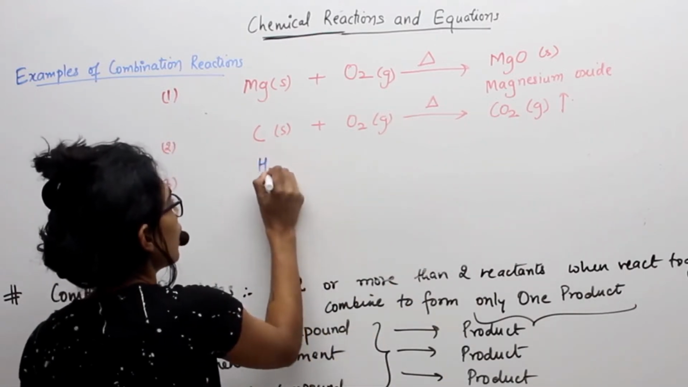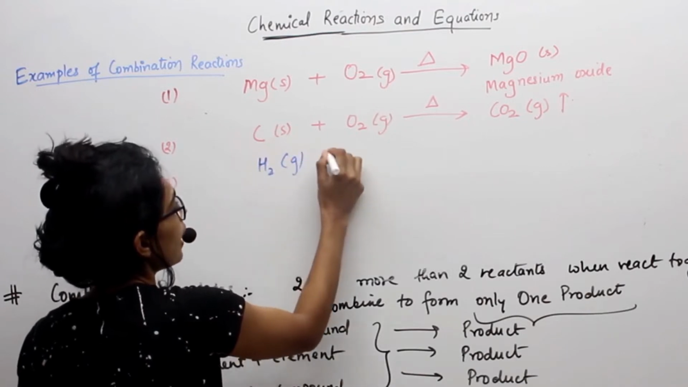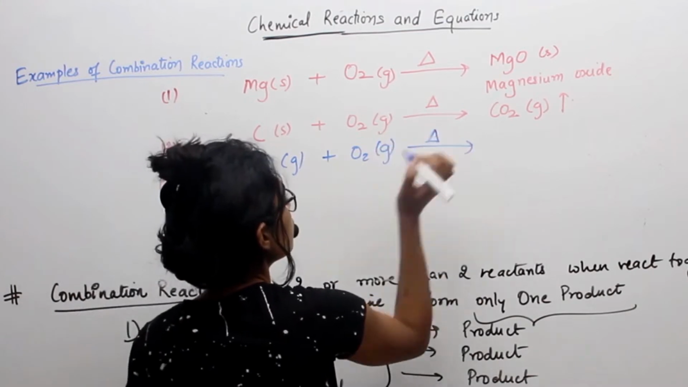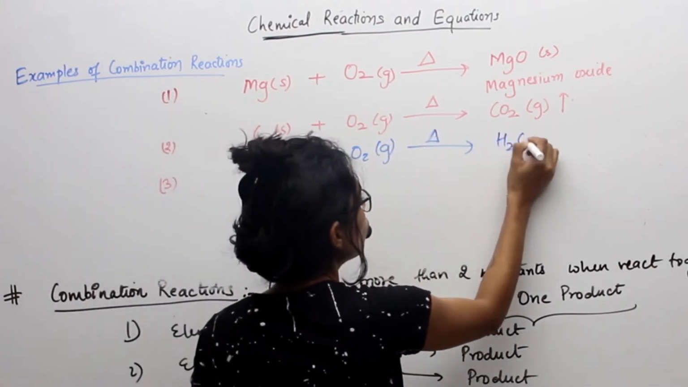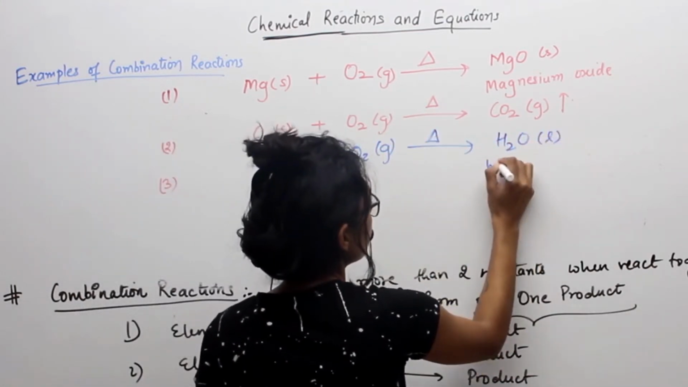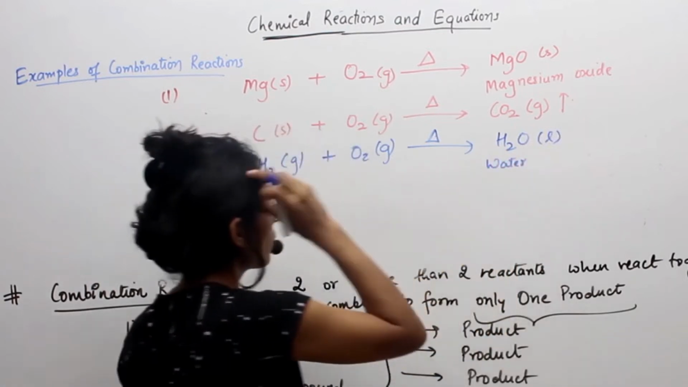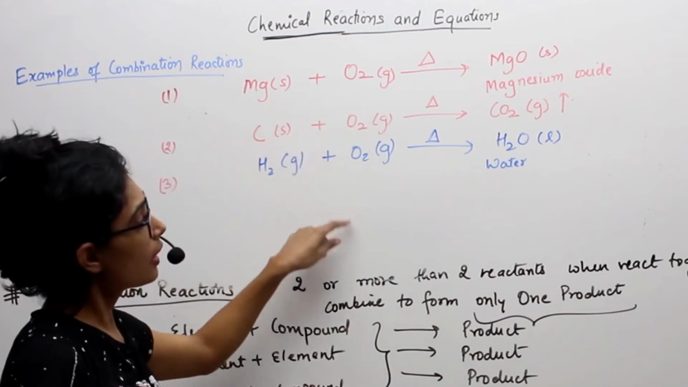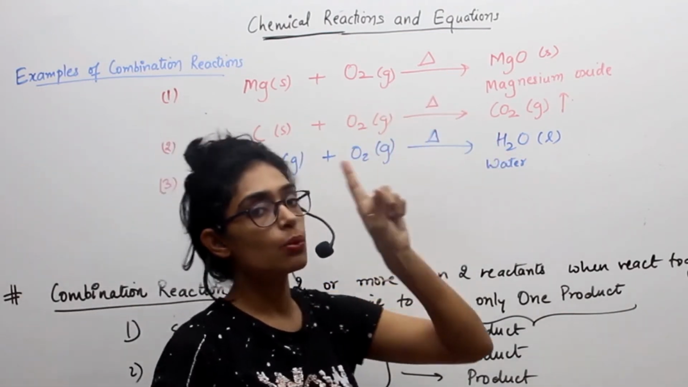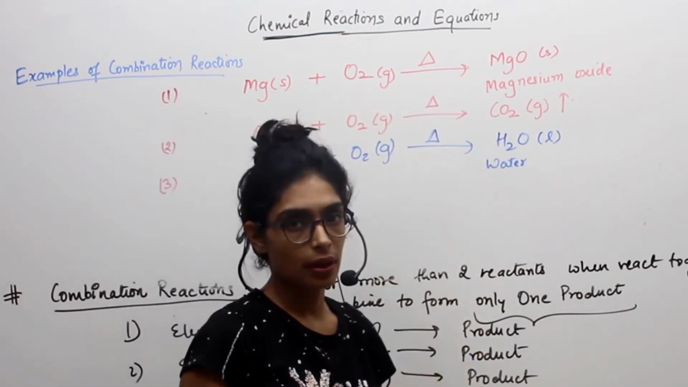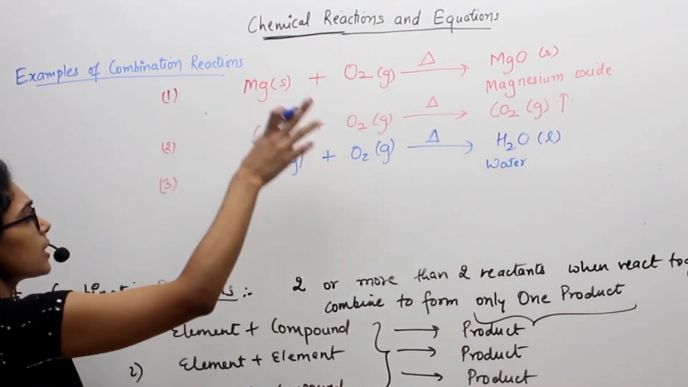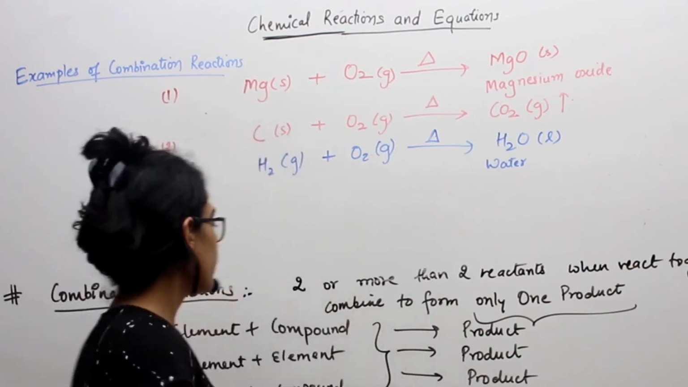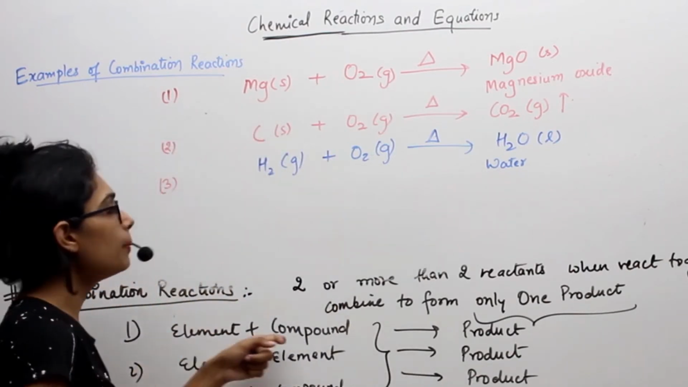Similarly, you can have hydrogen gas reacting with oxygen gas. When you burn them together, it will form H2O, a liquid. This is water. So in all of these reactions, if you observe, we are taking two different reactants, and the product forming is one single product in each case. All these three examples were examples where we had taken two different elements. Now I'll take some examples where we are taking a combination of an element and a compound.